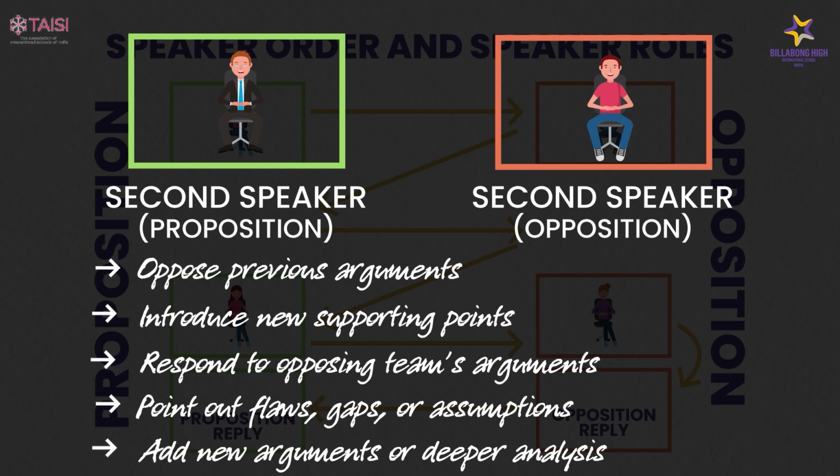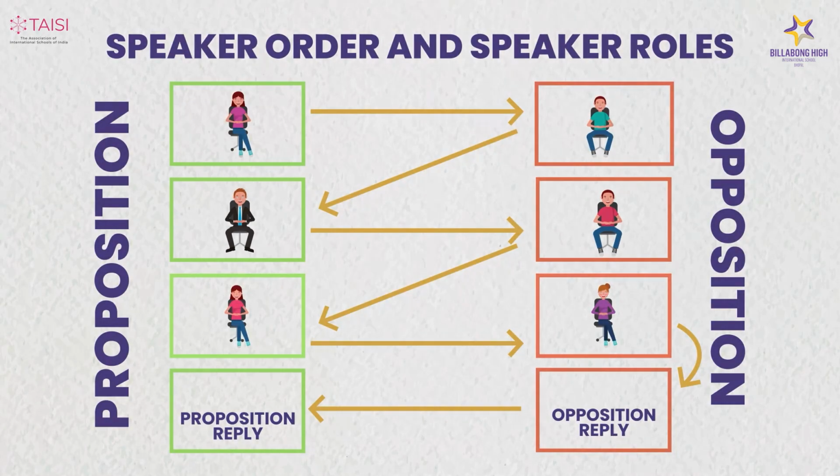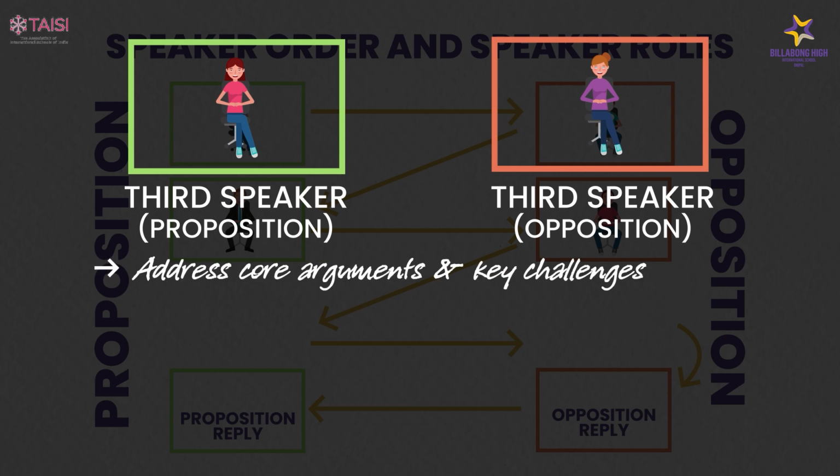After the second speakers have delivered their speeches, it is time for the third speakers of both the teams to present further arguments and explanations for their team's stance. Thus, the next speaker to speak is the third proposition, followed by the third opposition speaker. Just like the second speakers, they also perform similar roles for their respective teams. They respond comprehensively to their opposing team's case by addressing their core arguments as well as by addressing the main challenge to their own team's case.